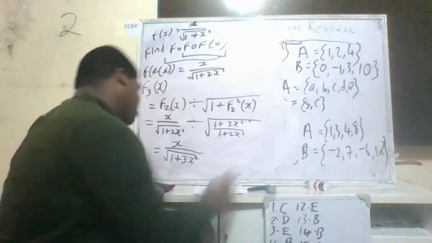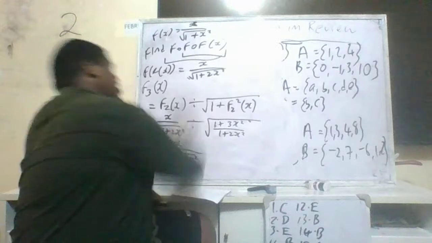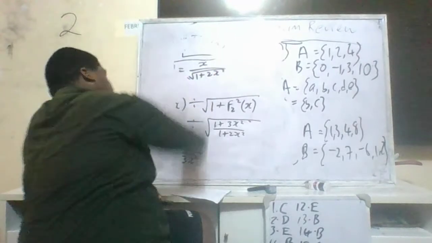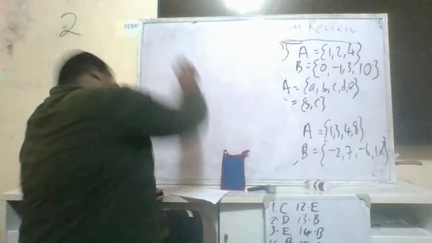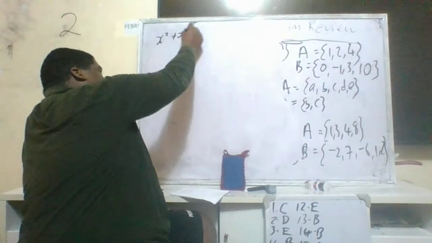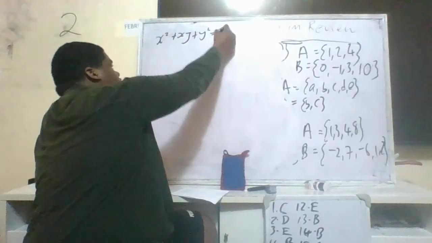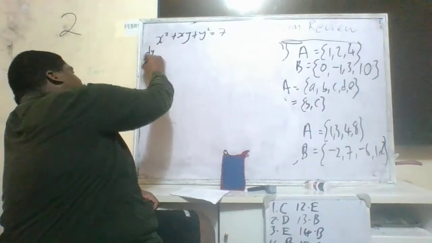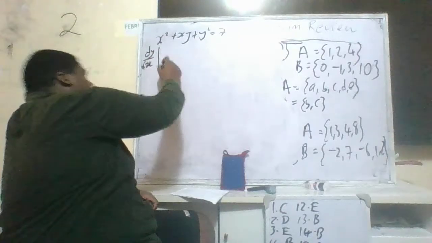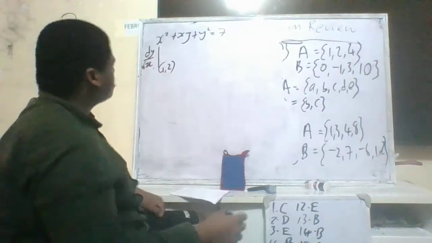Let's go to question 18. Question 18 says, given the implicit equation x squared plus xy plus y squared is equal to 7, we should find the derivative at the point 1, 2.